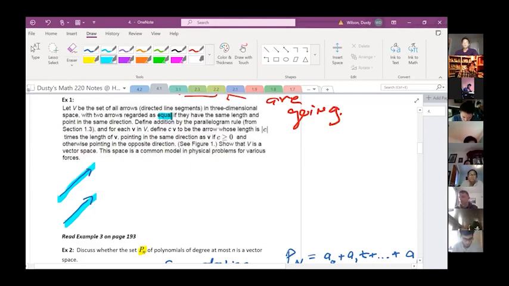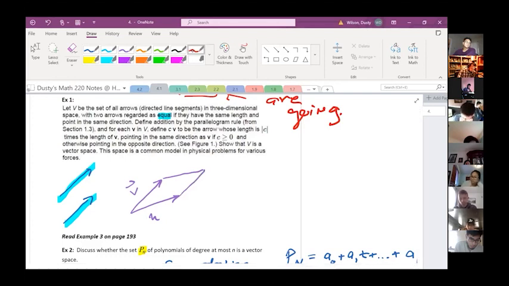We're going to define addition by the parallelogram rule. And so our parallelogram rule says if we have vector u here and we have vector v there, then we can do that tip to tail thing. And this red vector would be our u plus v. Parallelogram rule, that's that one.